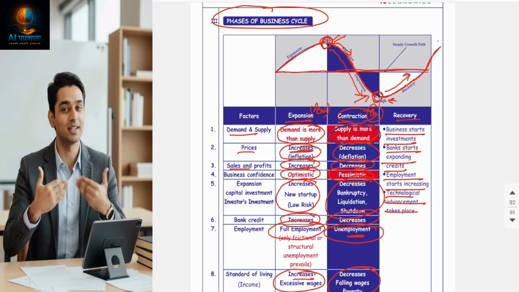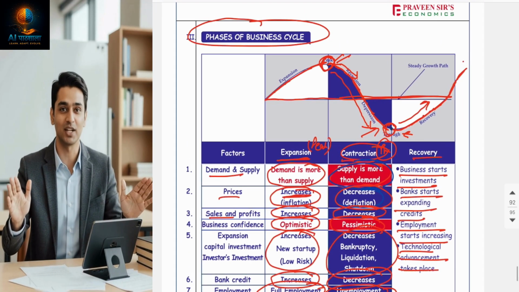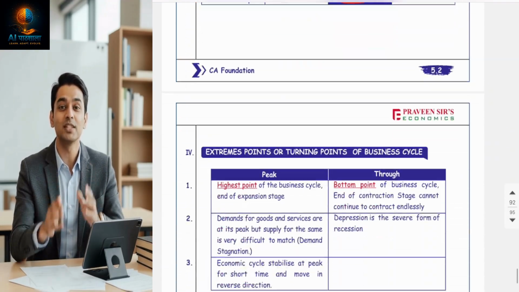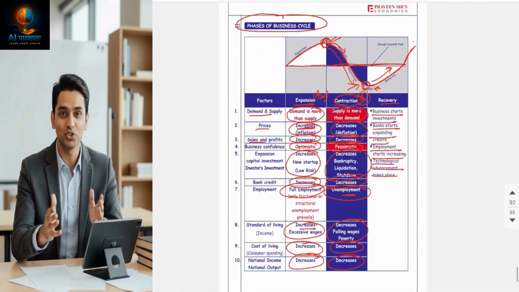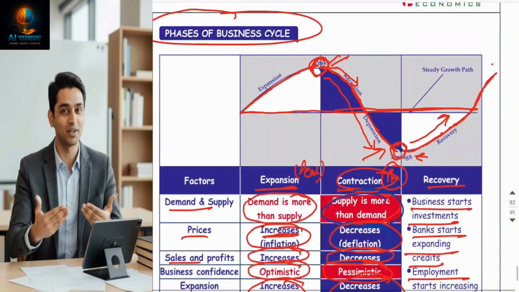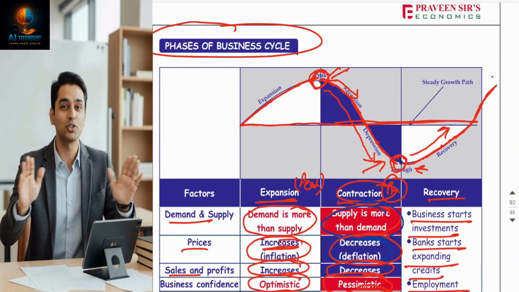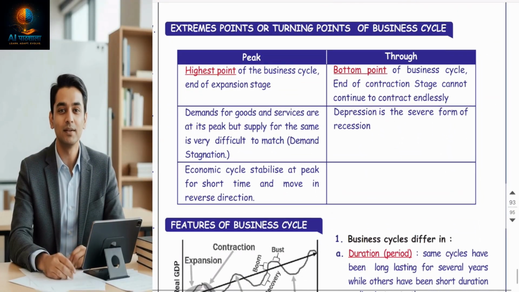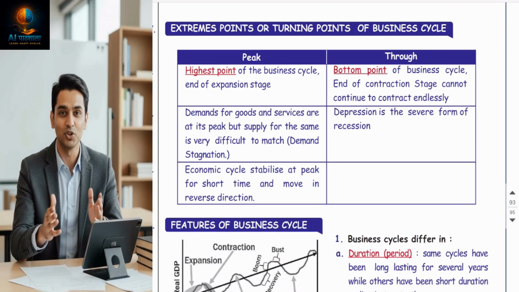So again, expansion is going to come. So this is called the phases of the business cycle. Now, from the diagram, if you can see, there are two turning points in the business cycle. One is peak, another one is trough. Let's understand what is peak and what is trough.